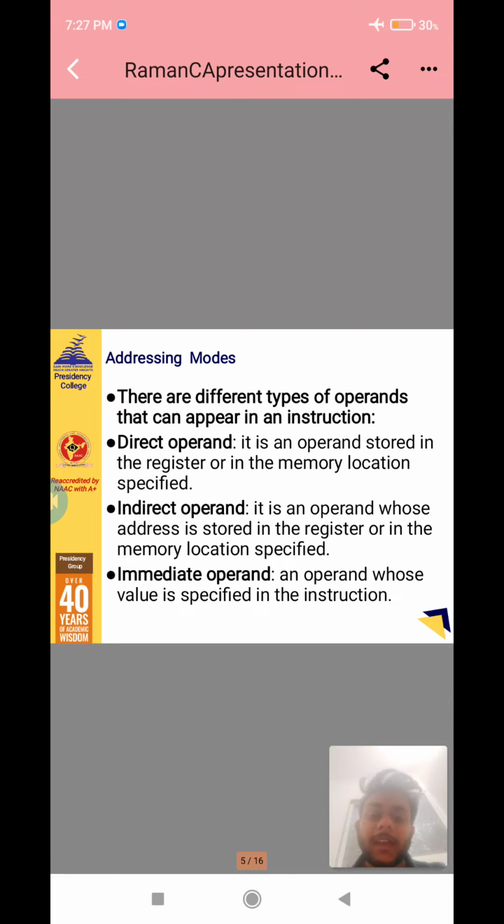So basically, a direct operand is an operand stored in the register. An indirect operand is an operand whose address is stored in the register. And the last is the immediate operand. An immediate operand is an operand whose value is specified in the instruction. So these are the three operands.